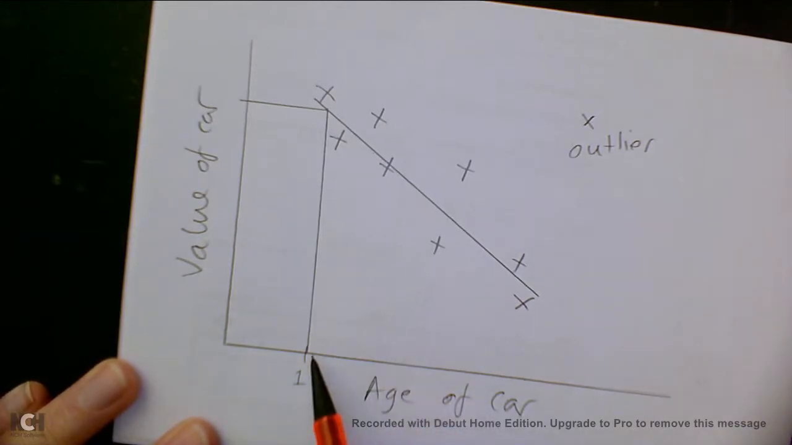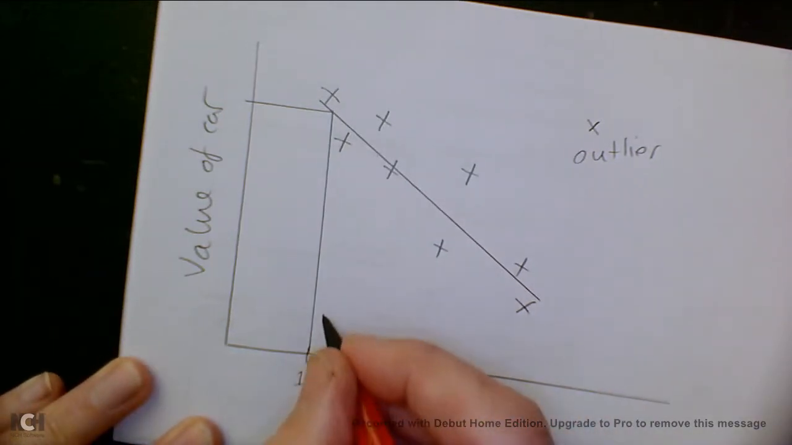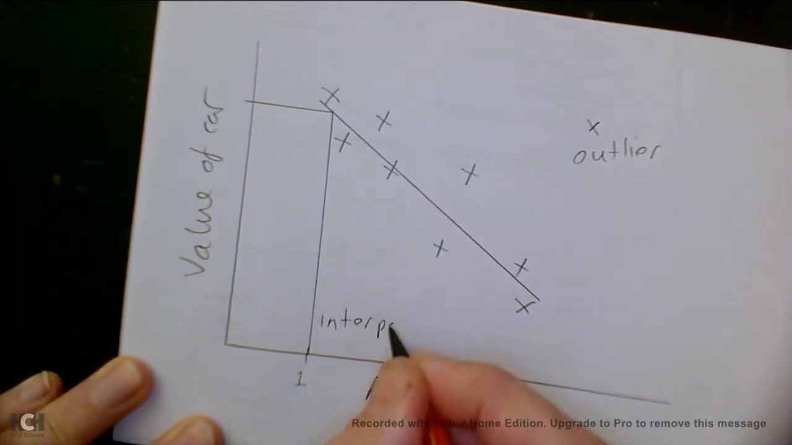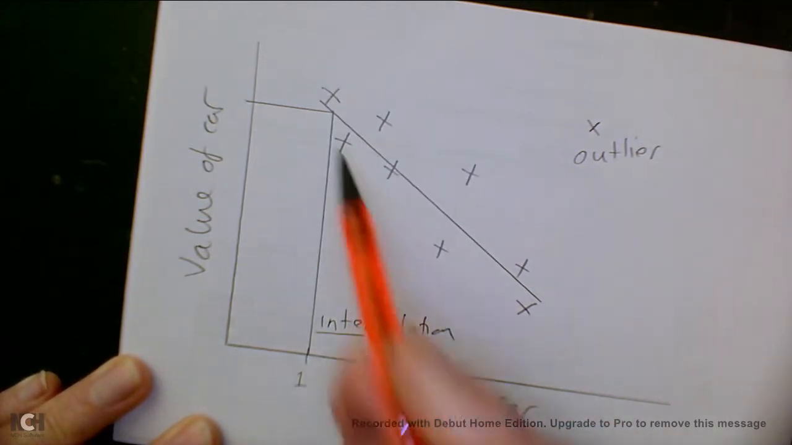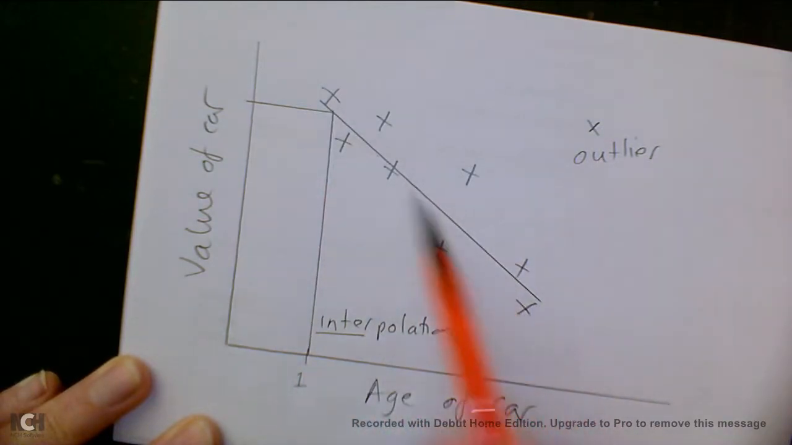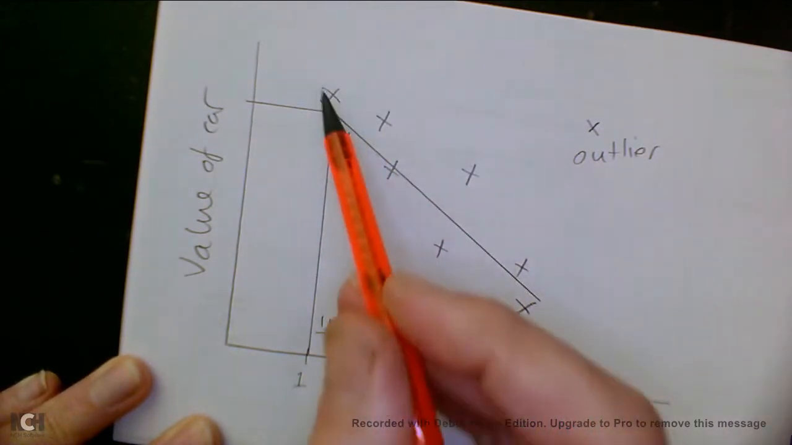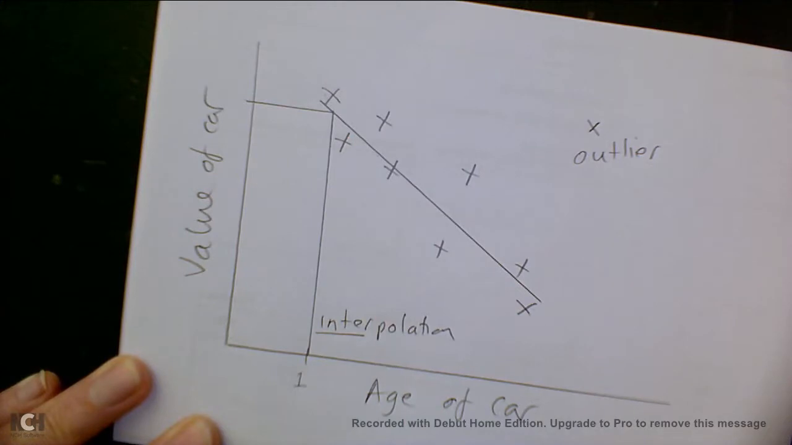Now if the actual value does manage to hit the line of best fit, that's what's called interpolation. The word inter means between. So your value is between the poles, or the beginning and end of your data.